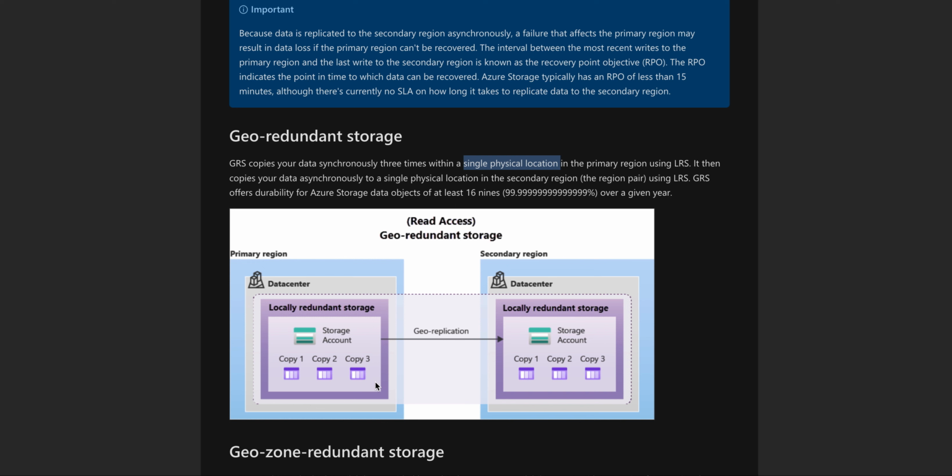Now if you look at the primary region, you have a data center. The second region also has a data center, which is understandable. And you're talking about LRS, because that is the operation being used. LRS is an operation where data is replicated within a data center, or within a single physical location. Now we have a storage account here, a storage account there, and then there's geo-replication, which is asynchronous. And now you have copy 1, copy 2, copy 3, 3 copies within a data center. Again, 3 copies within the secondary data center, second region.